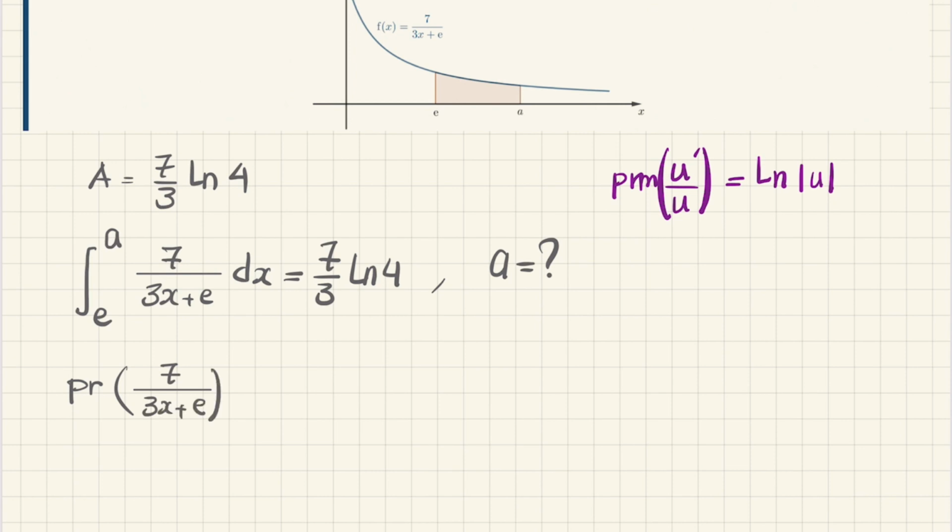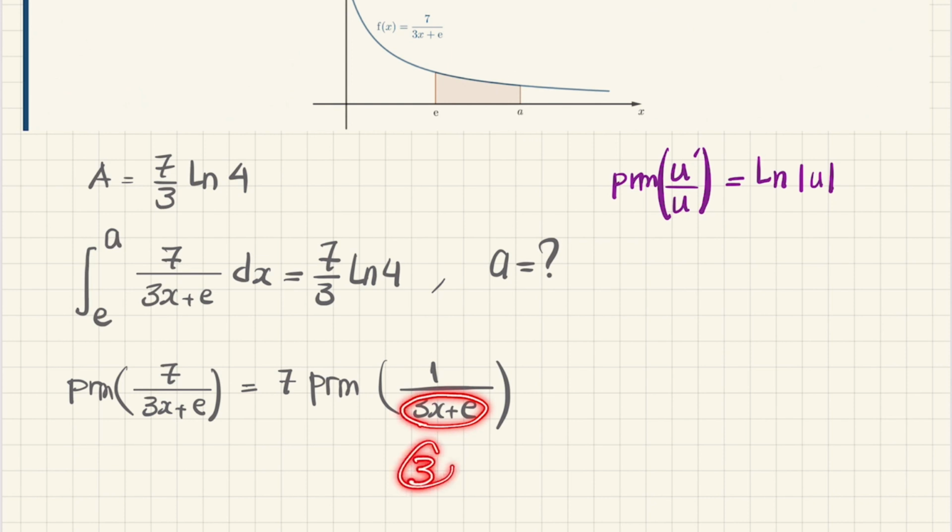Yes? I can write it in this way. First of all, I can pull this 7 out from the primitive function. It becomes 1 over 3x plus e. But does this function have exactly this form? Not exactly, because the derivative of this does not appear in the numerator. The derivative of this is 3, but in the numerator it appears 1. But you know how to solve it if you remember the previous lesson.